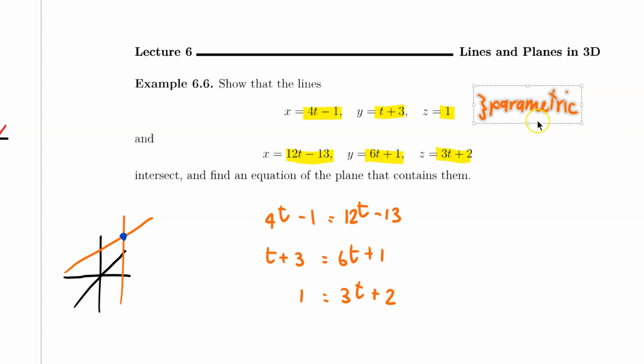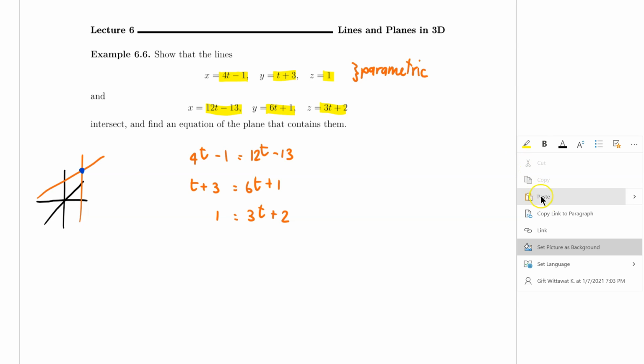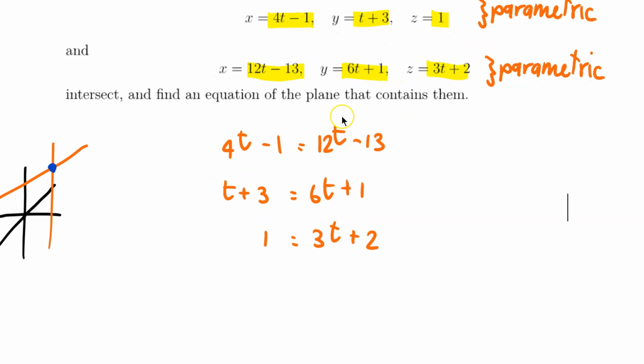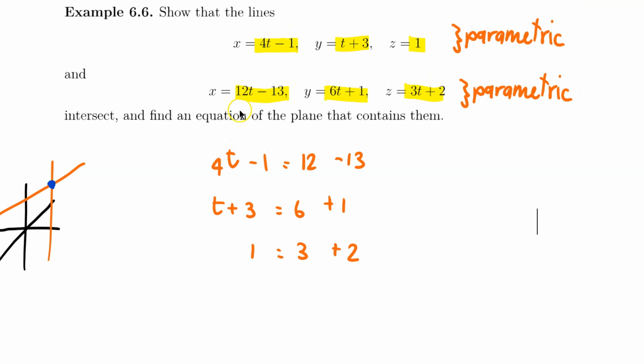So the underlying variable t here is actually not the actual coordinate, it's just an underlying variable. So at the intersection point, the value of t in the first set of equations and the value of t in the second set of equations could be different. So what I need to do is change the variable for one of the sets of equations to be something else. In this case, I'm going to change the variable name for my second line, 12t minus 13, 6t plus 1, and 3t plus 2, to something else. Let me just call that s here.